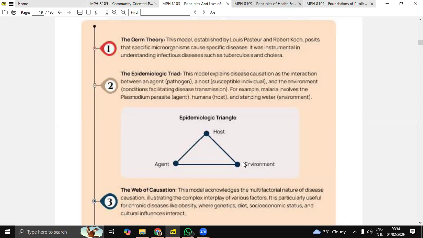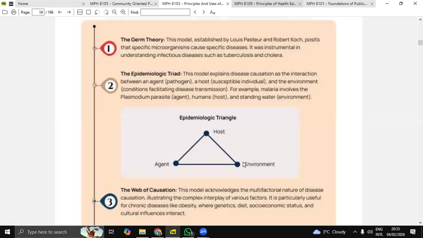So they started explaining diseases. They were saying, okay, let's move a bit from this germ theory and transition into this model, the epidemiologic triangle, to start seeing that there's an interaction between different things, between the host, the environment, and the agent. And when these things interact, that is when disease will occur. After this model, we moved ahead to the next model.